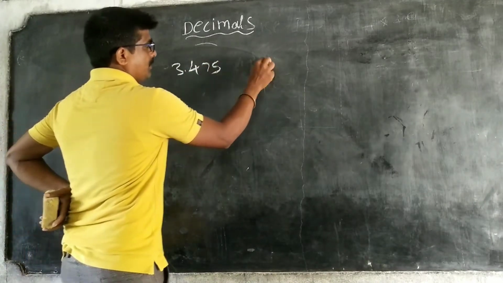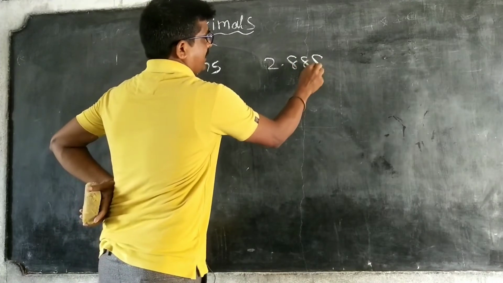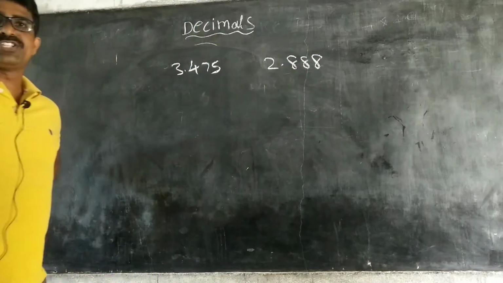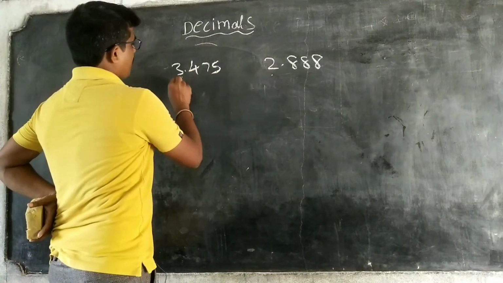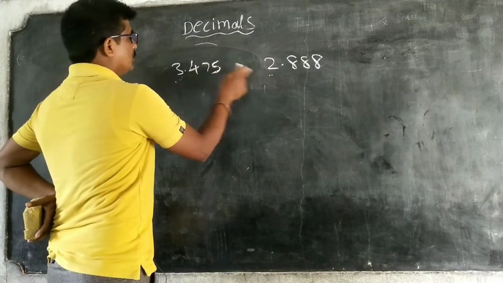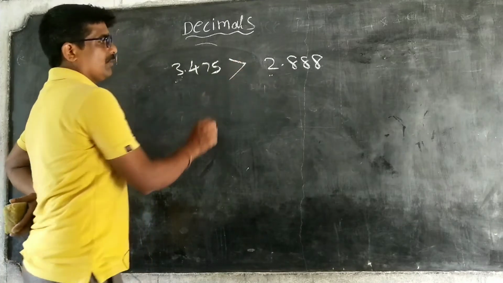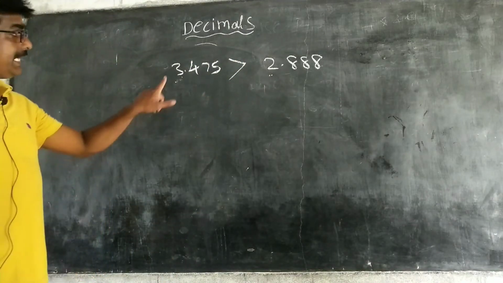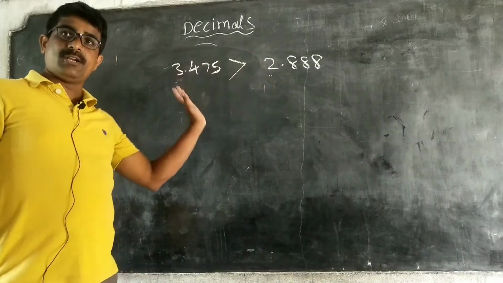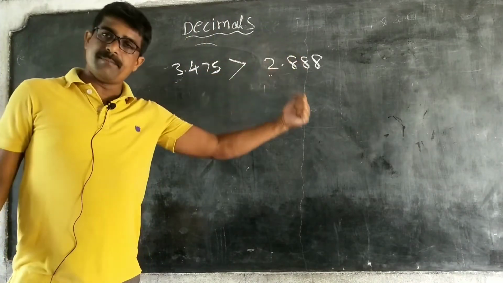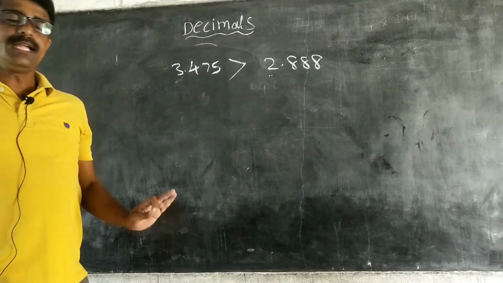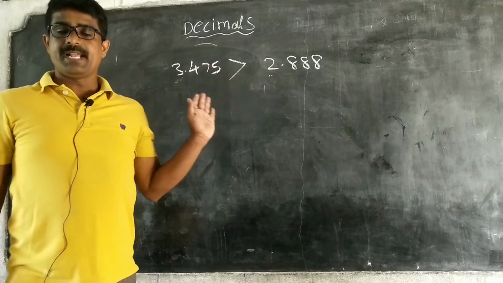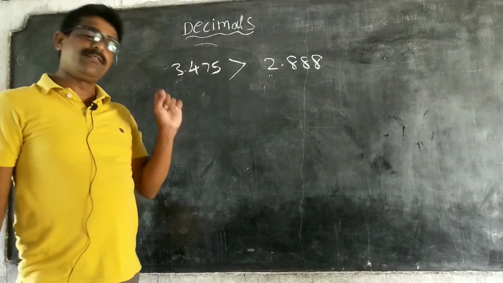3.457 and 2.888. In this, which is big? First check the integral part, 3 and 2. 3 is the bigger number, simple. If the integral parts are equal, only then do we go on to decide which number is bigger and which is smaller. This is for comparing decimals.